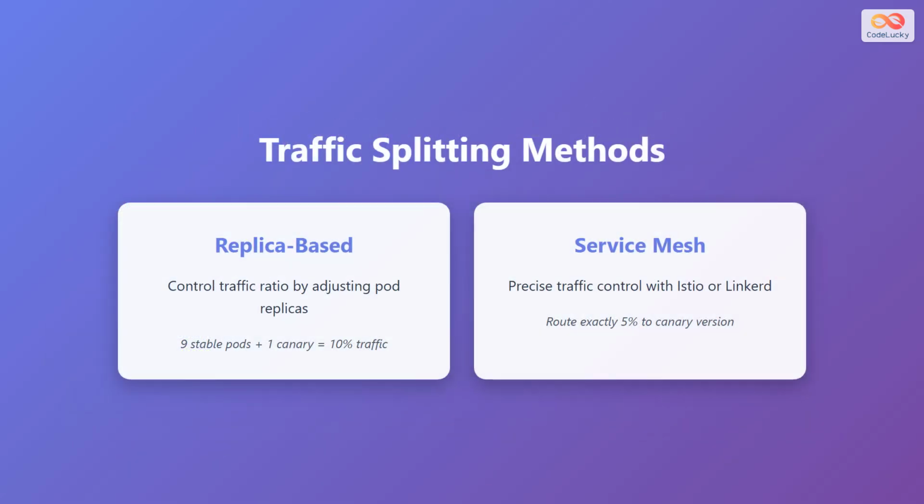There are 2 primary methods for splitting traffic in Kubernetes. The first is replica-based traffic splitting, where you control the traffic ratio by adjusting the number of pod replicas. For example, 9 stable pods plus 1 canary pod gives you approximately 10% traffic to the canary version. The second method uses a service mesh like Istio or Linkerd, which provides precise traffic control, allowing you to route exactly 5% to the canary version regardless of replica count.